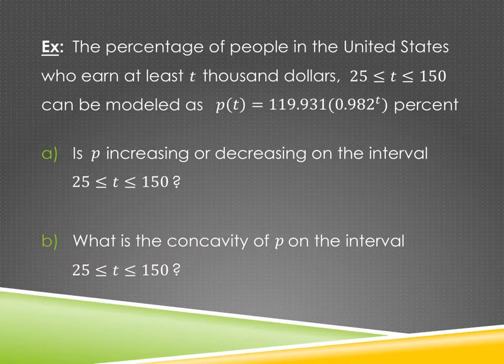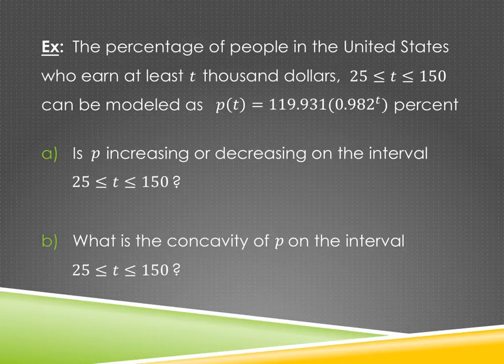All right, so we're going to put in 119.931, and then 0.982. The caret key over here is the one where you get the exponent right there. So a caret. And then I need the variable, and the variable that our calculator will use is this one right here, x. So I have the equation into the calculator.